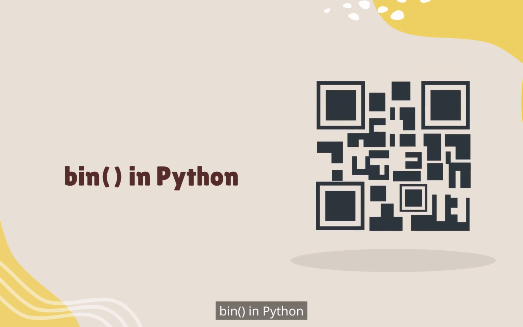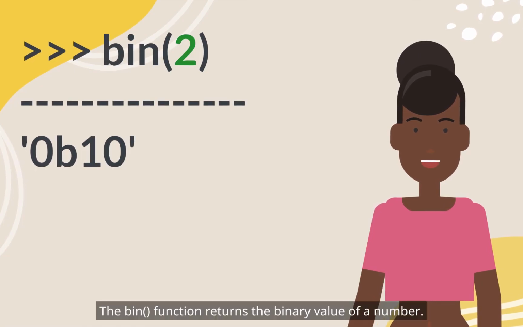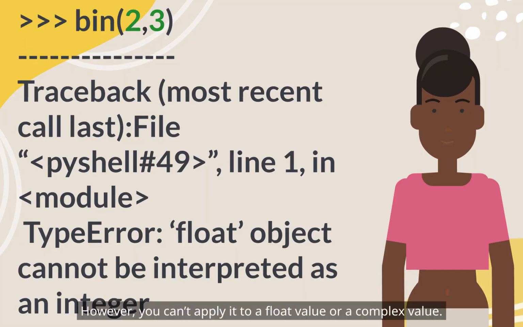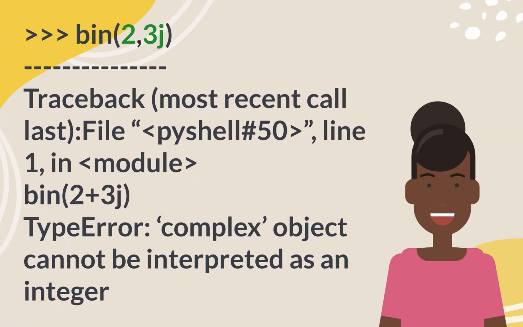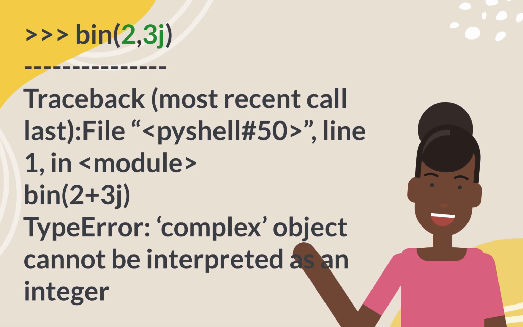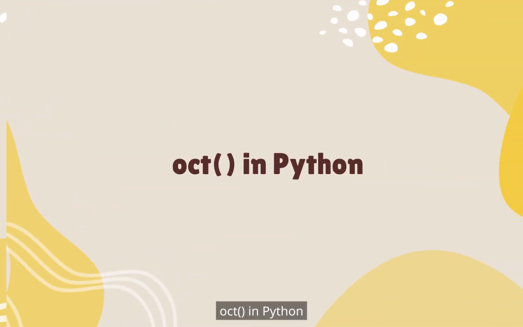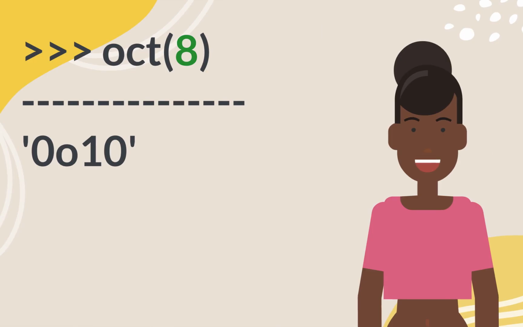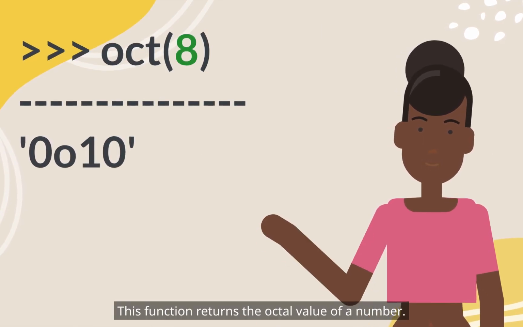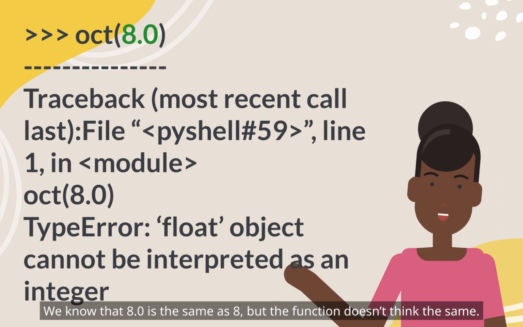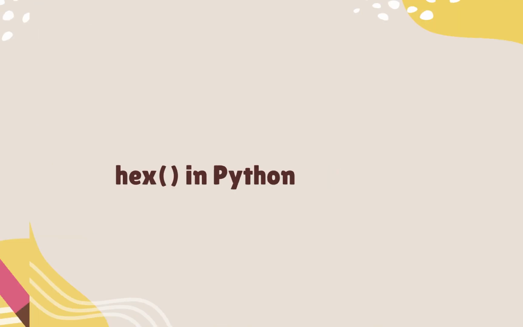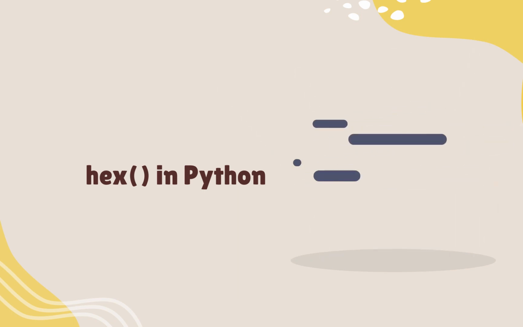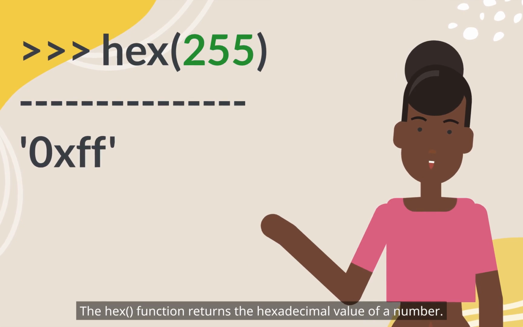Bin in Python. The bin function returns the binary value of a number. However, you can't apply it to a float value or a complex value. Oct in Python. This function returns the octal value of a number. We know that 8.0 is the same as 8, but the function doesn't think the same. It is a float, so it cannot convert it into an octal. Hex in Python. The hex function returns the hexadecimal value of a number.